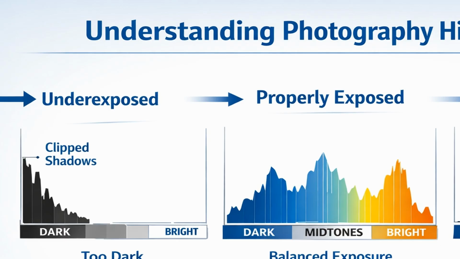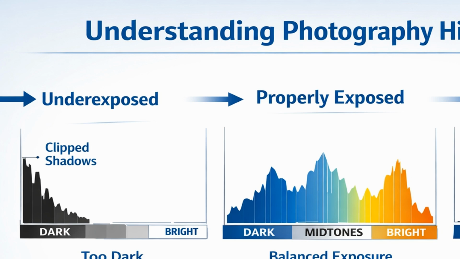When adjusting exposure, look at the histogram, that graph showing the distribution of tones in your image. You want the histogram to spread across the entire range without clipping the highlights or shadows too much. In other words, avoid pure white or pure black unless that's your creative intention.